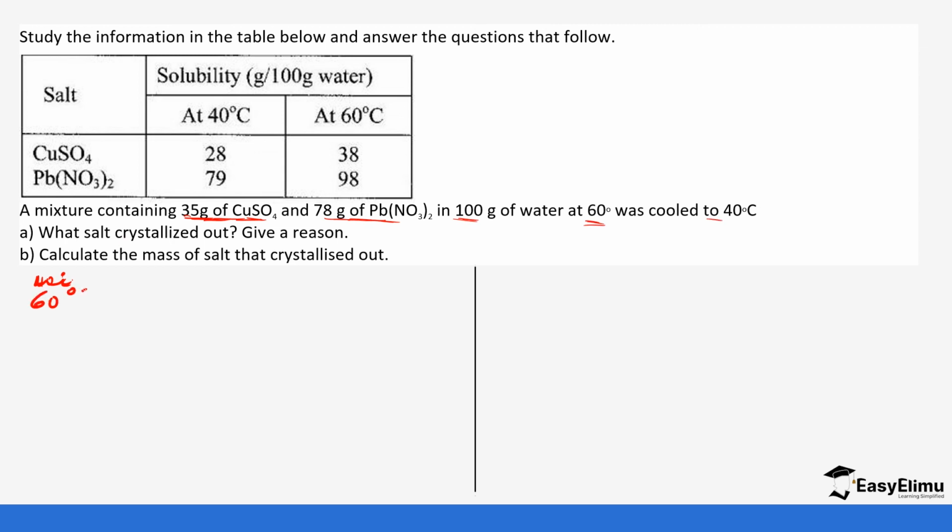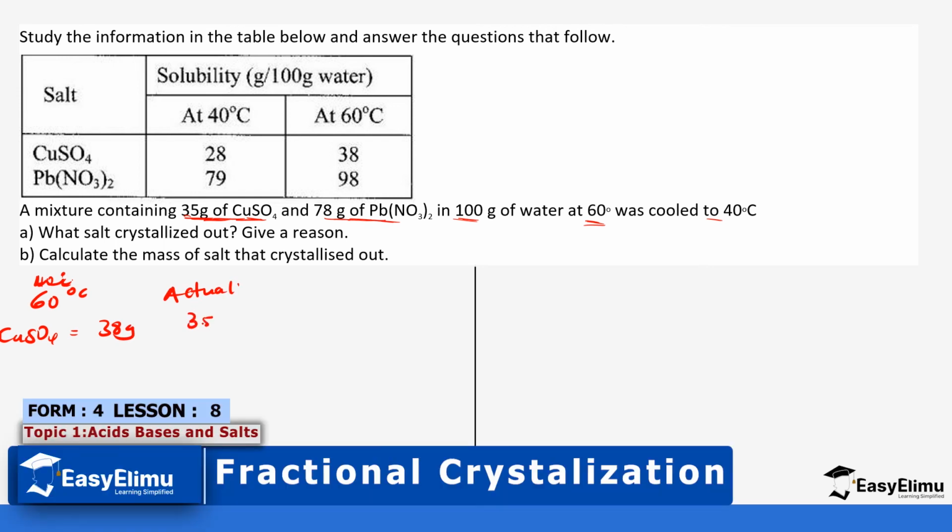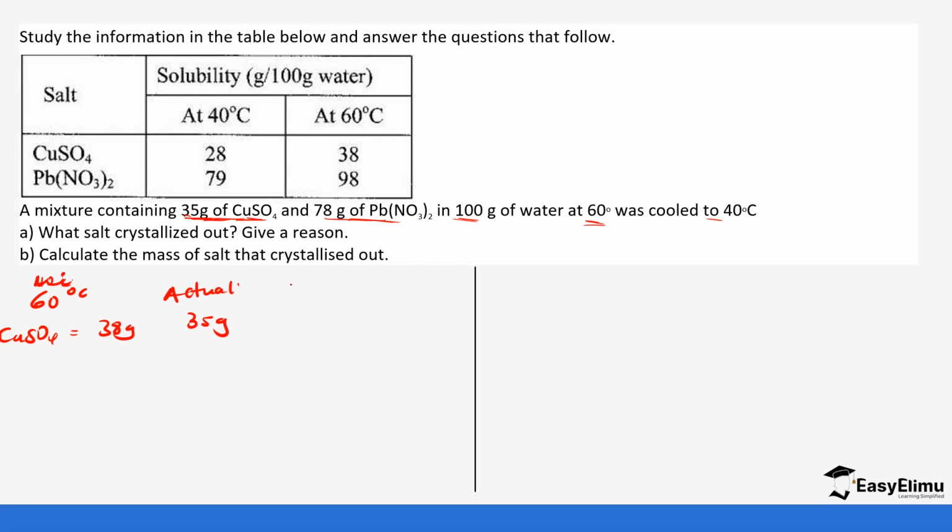So let's start at 60 degrees. For the copper sulfate at 60 degrees, it dissolves 38 grams, and the actual was 35 grams. So at 60 degrees, all of it had dissolved. When it was cooled to 40 degrees Celsius, we know it's able to dissolve only 28 grams. But we have 35, so it means some of it crystallized out. So it's going to be 35 minus 28 grams, which will give us 7 grams.